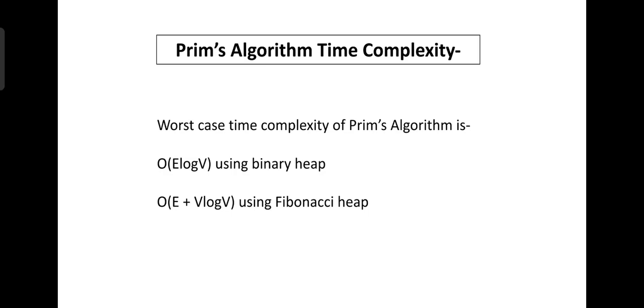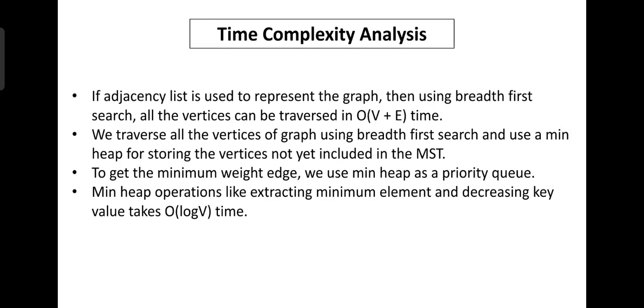Time complexity. Worst case time complexity of Prim's algorithm is O(E log V) using binary heap and O(E + V log V) using Fibonacci heap.